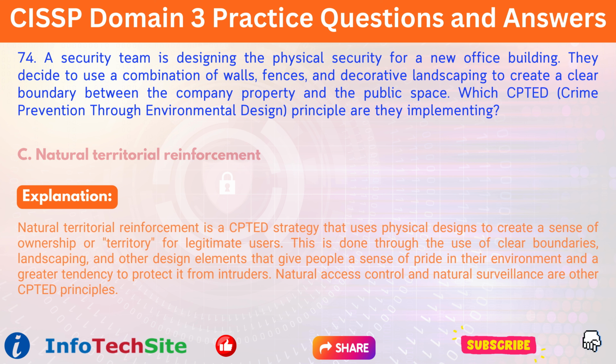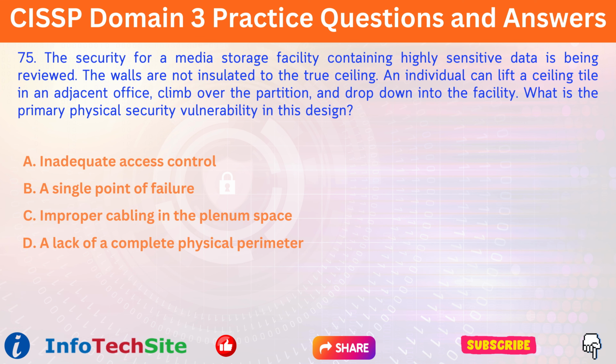Natural territorial reinforcement. Explanation. Natural territorial reinforcement is a CPTED strategy that uses physical designs to create a sense of ownership or territory for legitimate users. This is done through the use of clear boundaries, landscaping, and other design elements that give people a sense of pride in their environment and a greater tendency to protect it from intruders. Natural access control and natural surveillance are other CPTED principles. 75.